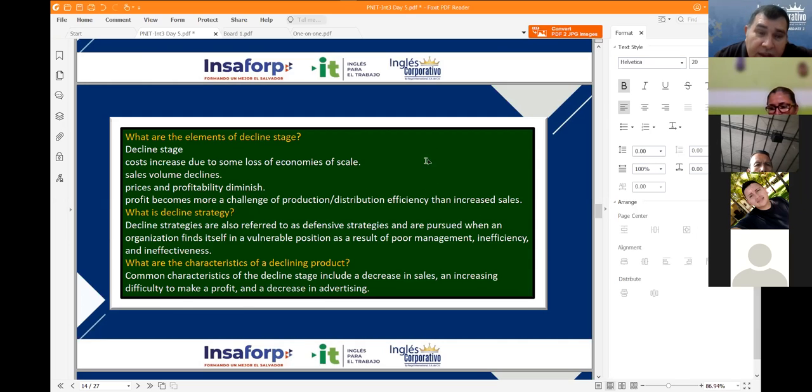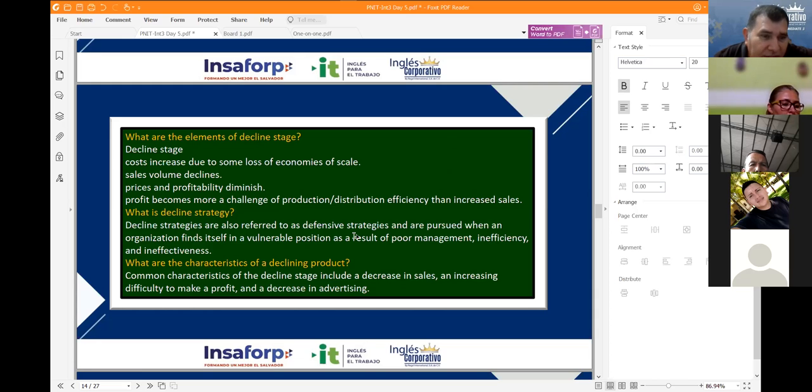Okay, it becomes more expensive to produce our product or to make our product. And the total sale decreases. The prices have to be decreased because people don't accept it at a higher price. Therefore, you don't make so much money anymore. Profit means ganancia, right? So profit becomes more a challenge of production, distribution, efficiency than increased sales. What's the meaning? That the profit becomes more difficult.